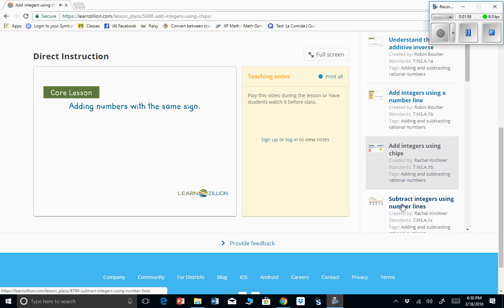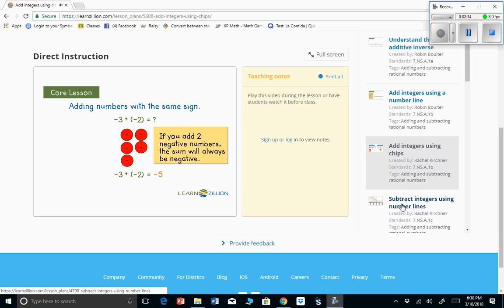Now let's add 2 negative numbers, negative 3 plus negative 2. We have 3 negative chips and 2 negative chips. Together, we have 5 negative chips. If you add 2 negative numbers, the sum will always be negative. Again, this makes sense because you're just adding more negative chips.